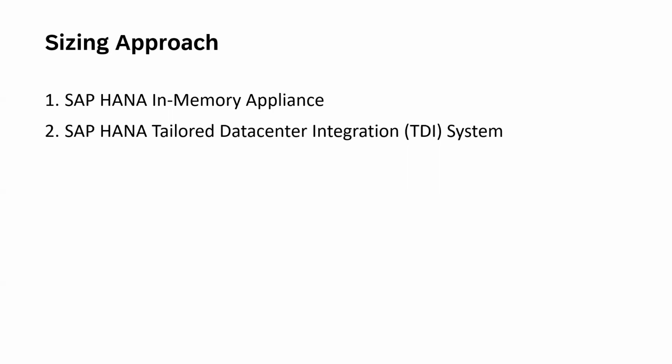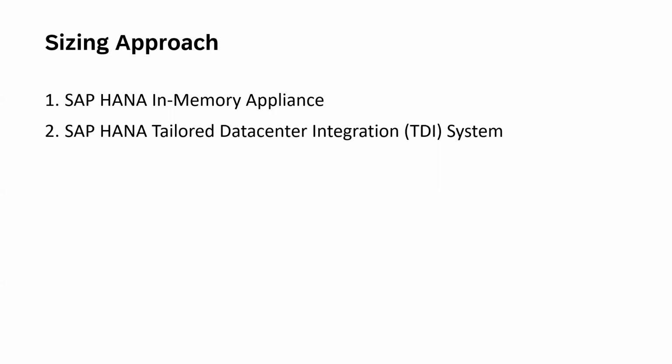If you want to go for an appliance, there are many SAP partners which provide HANA appliances. For example, IBM, HP, Dell, Fujitsu, and Huawei. These are some of the partners which provide HANA appliances.